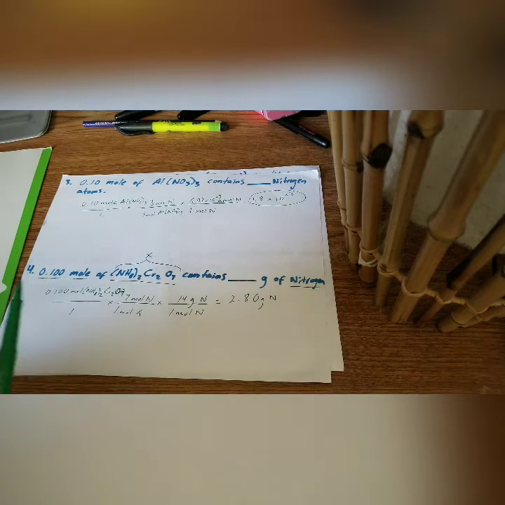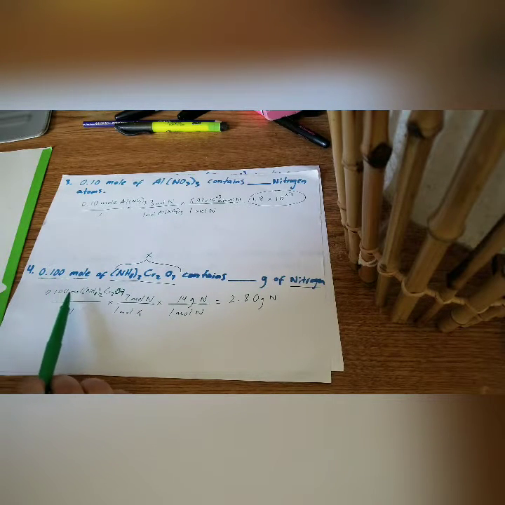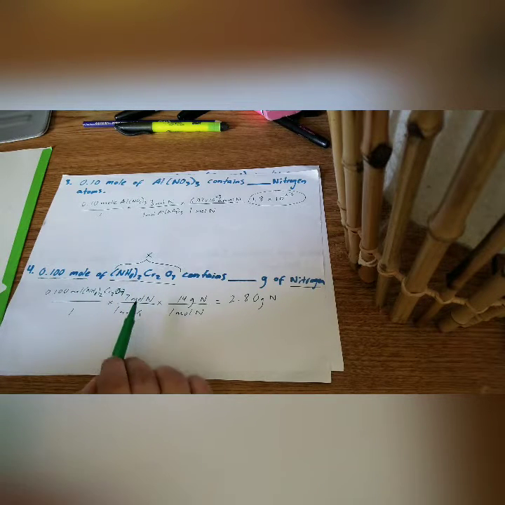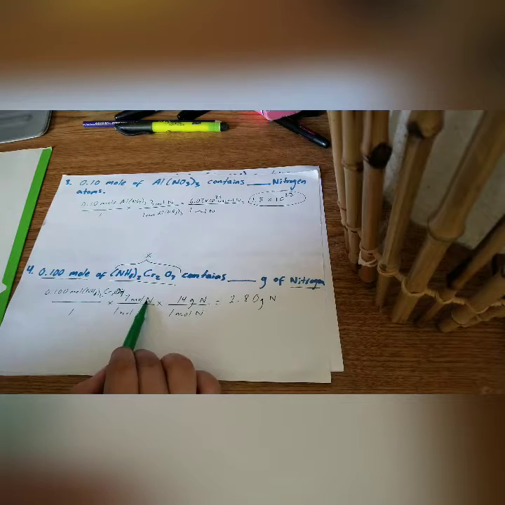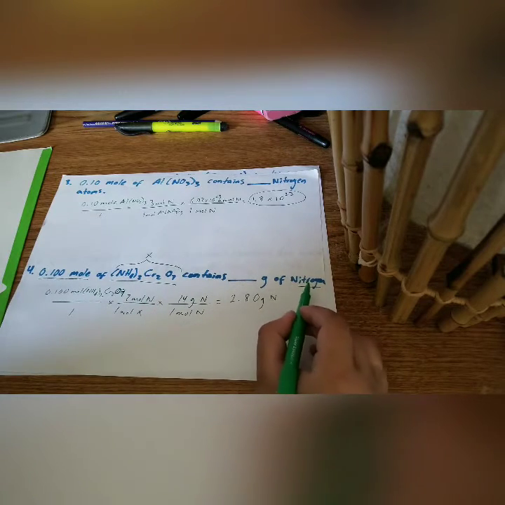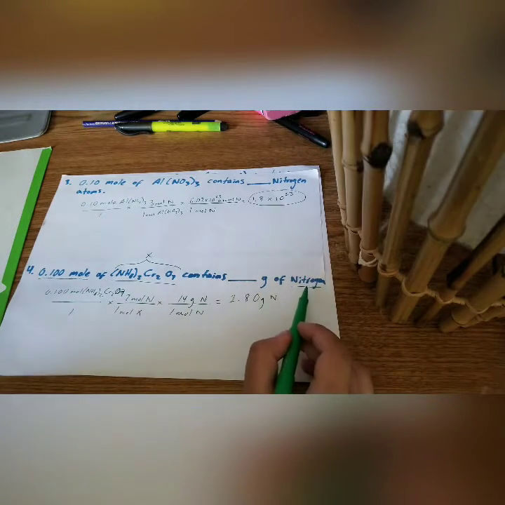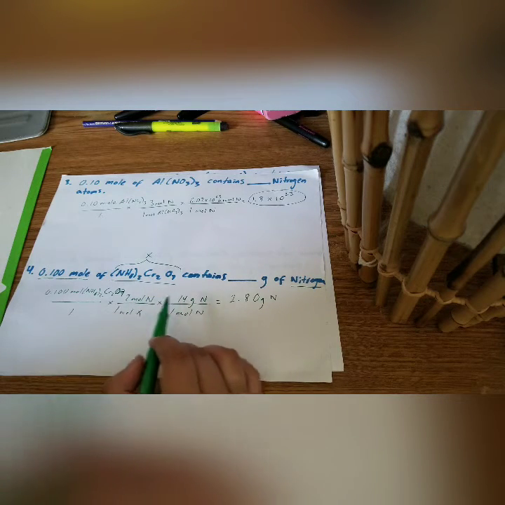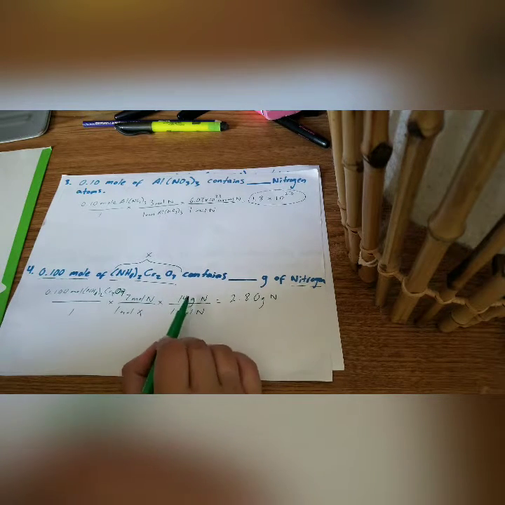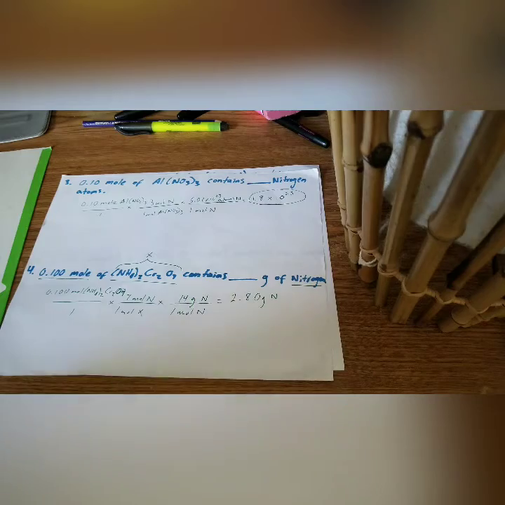So we start off by writing whatever information they give us: 0.100 moles of this compound. For every 1 mole of this compound, we have 2 moles of nitrogen. Why are we writing nitrogen? Because that's the element that they're asking us about. And then for every 1 mole of nitrogen, we have 14 grams of nitrogen according to the periodic table.